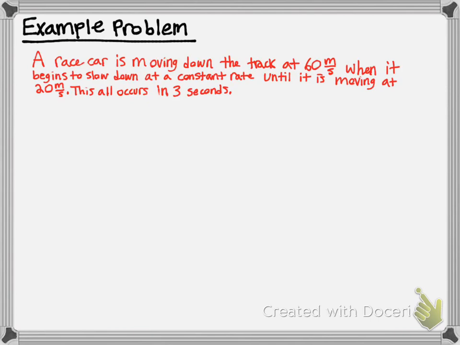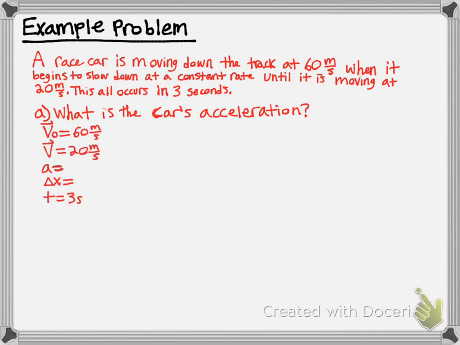A race car is moving down the track at 60 meters per second when it begins to slow down at a constant rate until it is moving at 20 meters per second. This all occurs in 3 seconds. We know that we need to find the car's acceleration. We know that the initial velocity is equal to 60 meters per second, the final velocity is equal to 20 meters per second, and the time is 3 seconds.